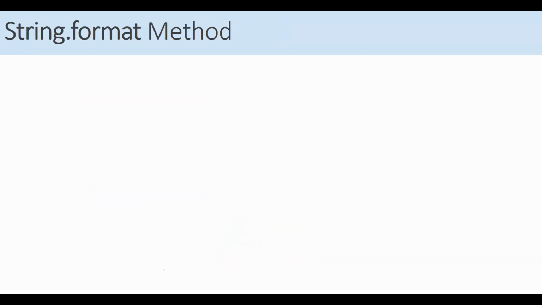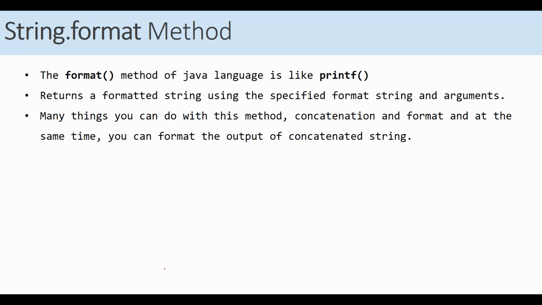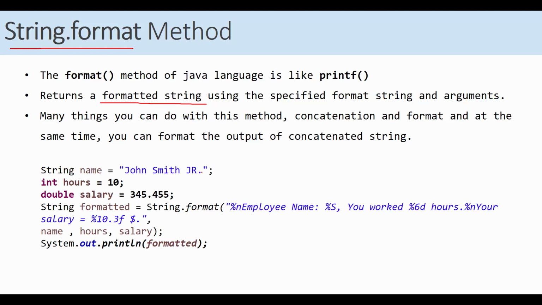The second way to format output in Java is to use the String.format function. The only difference between this and printf is that the String.format function returns a string. So it's exactly like printf, however, it returns the formatted string. Then you can use the formatted string anywhere in your code. Look at this example. Same thing, we have name, hours, and salary. The new thing here is I'm using String.format. The format specifiers and the placeholders are all the same as the ones you saw in printf.